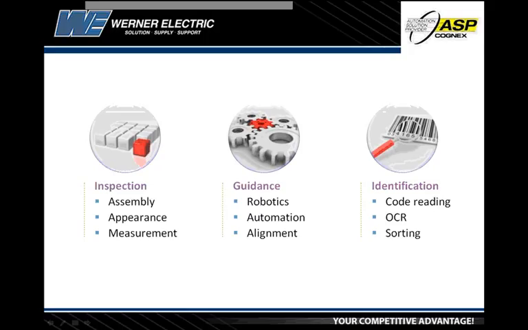So that's inspection. The next topic would be guidance. Robotics are becoming more and more common in flexible manufacturing. According to different industry estimates that I've heard from the robotics industry, somewhere between 10 and 25% of the robot systems that are being shipped today actually ship with a machine vision system installed on them.